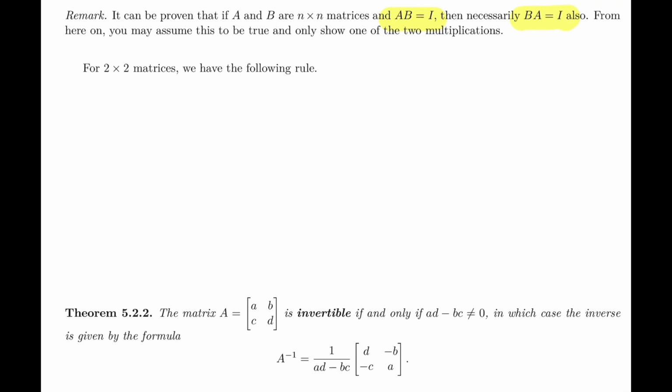So the remark that I'm going to make here is that it can be proven, and this will maybe not be very satisfying because we're not going to prove it right now, but it can be proven that in the case of n by n matrices, if AB equals I, then necessarily BA is equal to I also. So from now on, you can assume this to be true and you can show just one of the two multiplications. Either AB equals I or BA equals I. You don't need to show both. So a little quick example of that.